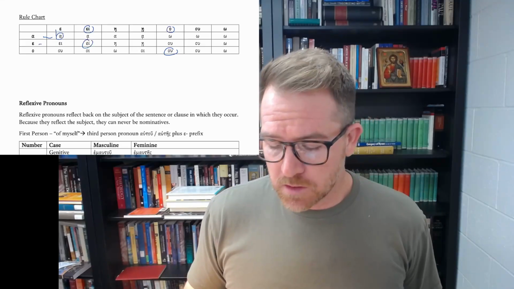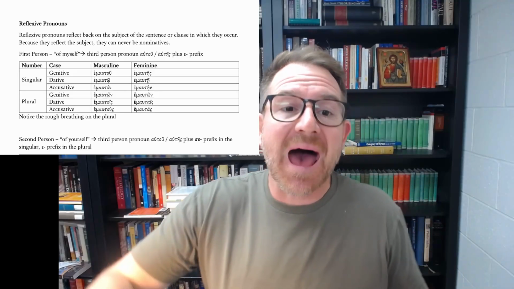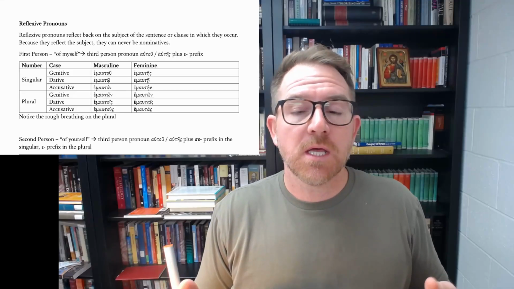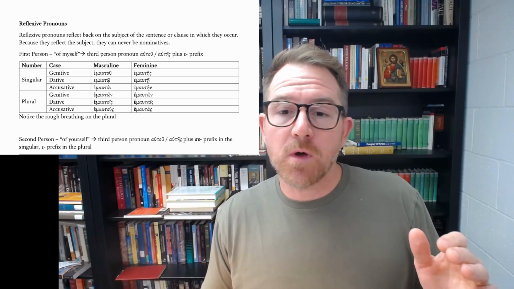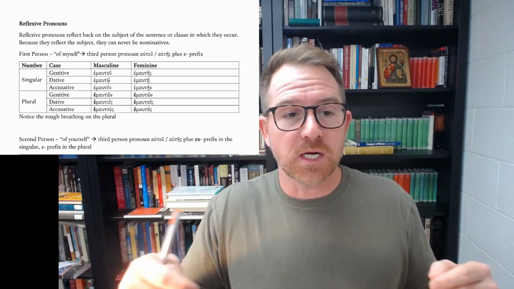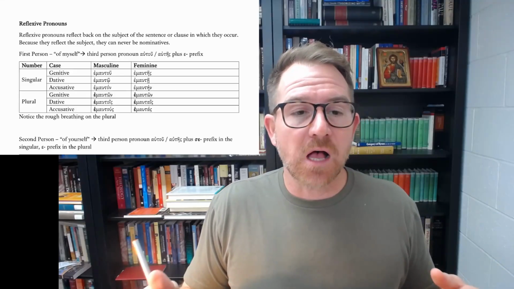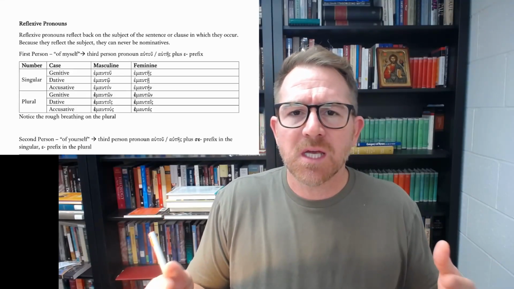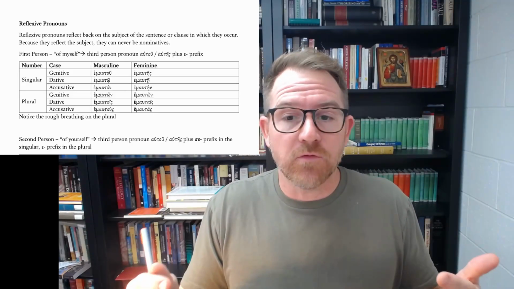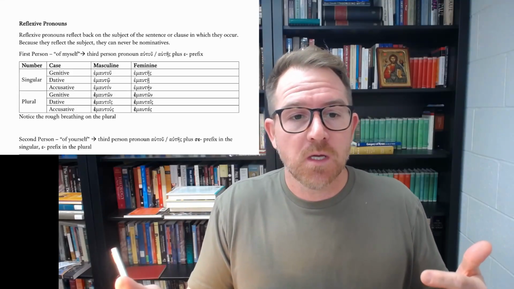The other thing I want to point out, two other things in this chapter. One is reflexive pronouns. Reflexive pronouns are pronouns that reflect back on the subject of the sentence or the clause in which they occur. Now, because they reflect the subject, they're never going to be nominative, right? You can't point back to the subject with the subject. You have to point back to the subject with something in the genitive, dative, or accusative case. So in the first person, myself is going to be masculine or feminine because a person isn't neuter. So you're not going to see a neuter first person, but you'll have of myself if it's a masculine subject or a feminine subject.